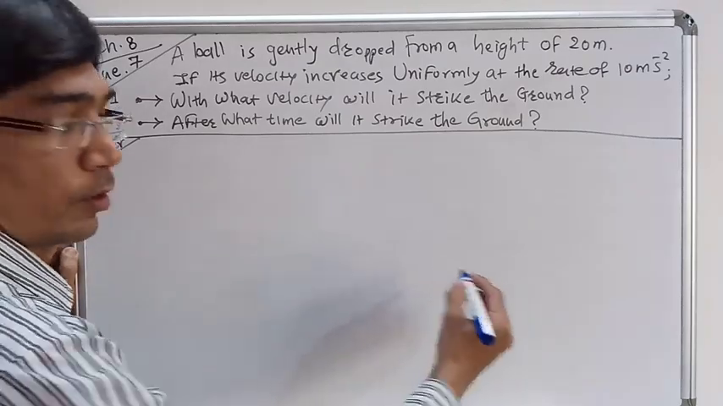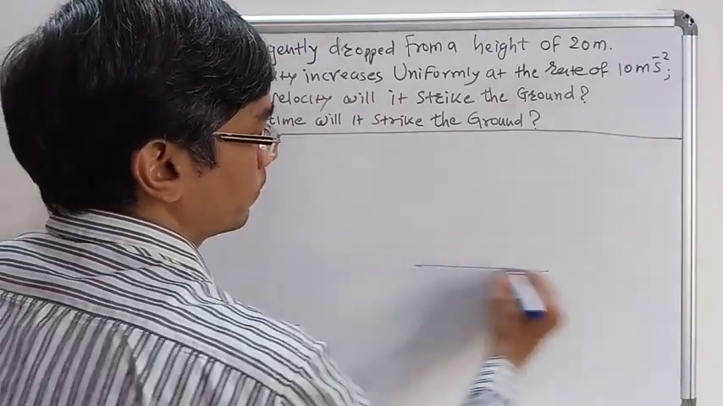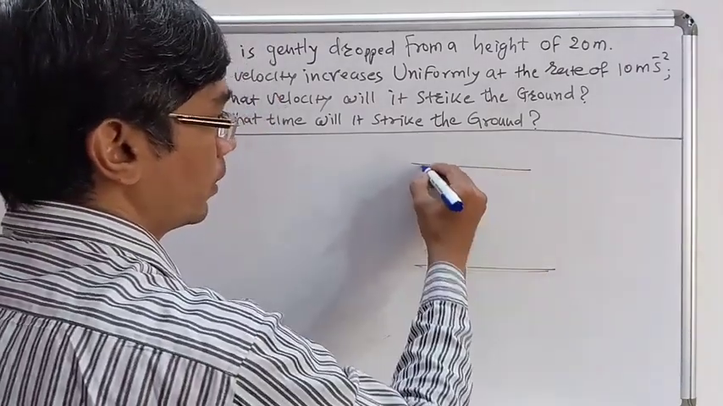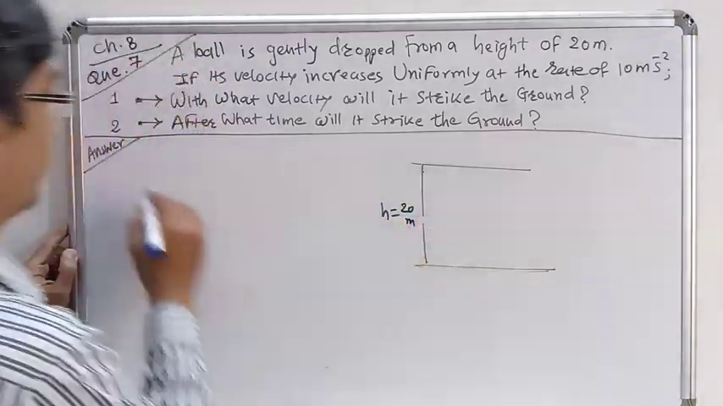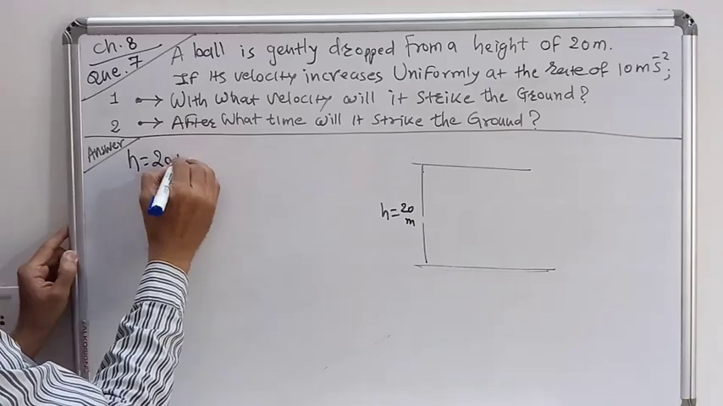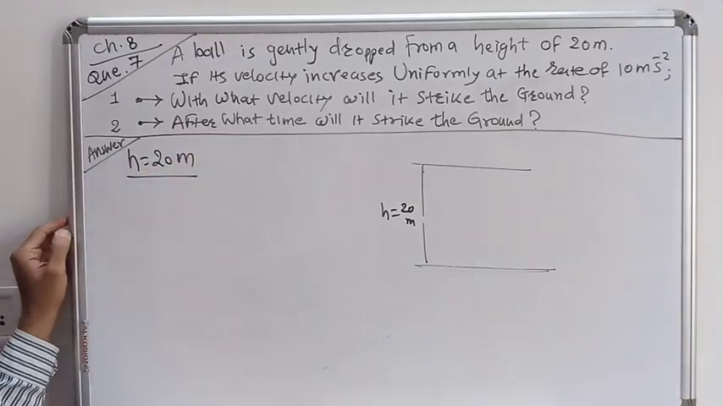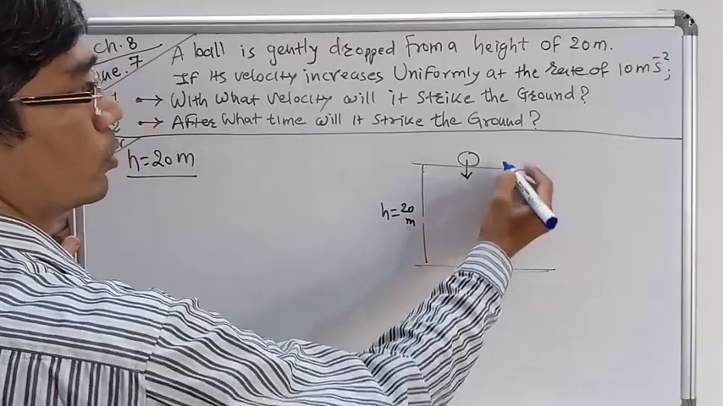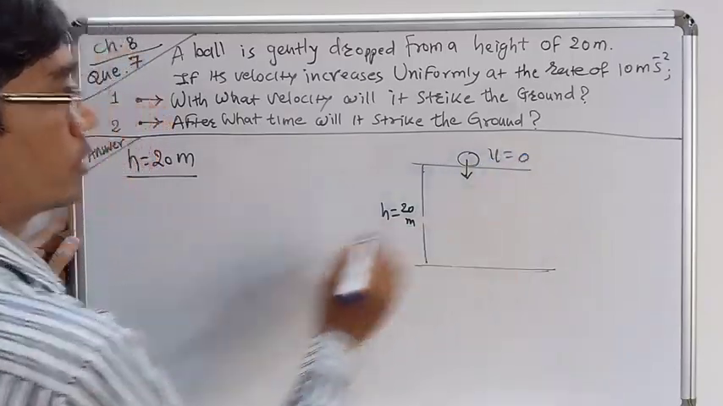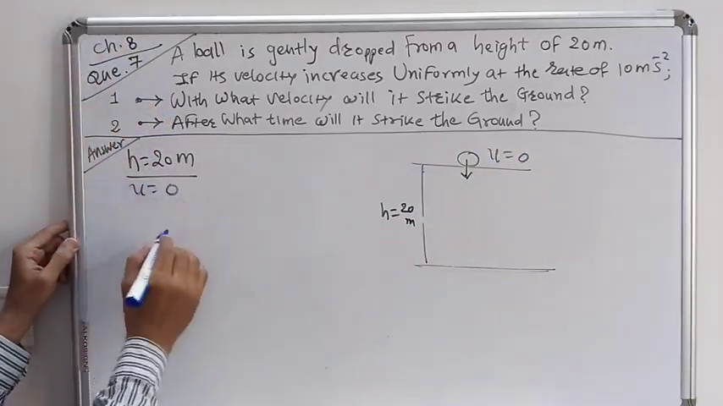So here we can draw a rough diagram. Here this is the height, h is equal to 20 meter. Here the ball is dropped, so its initial velocity is 0. u is equal to 0.